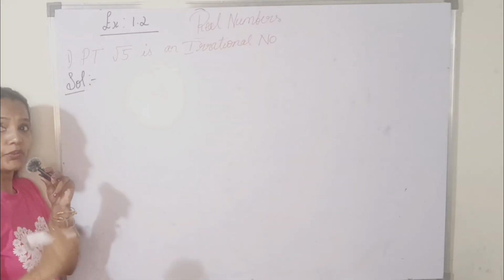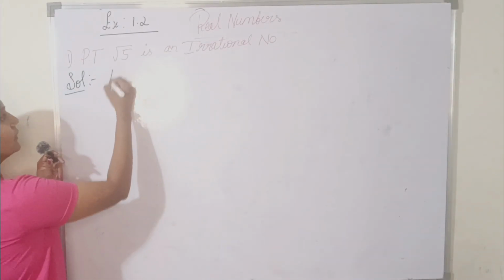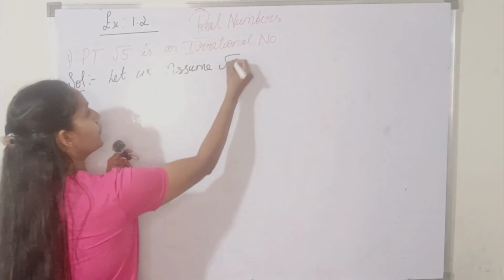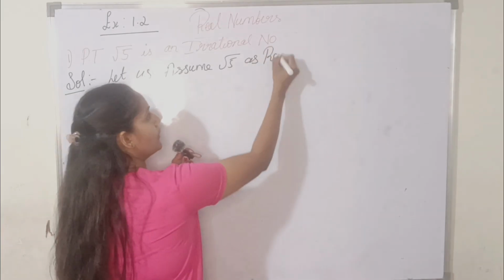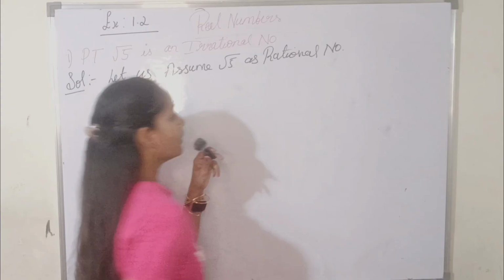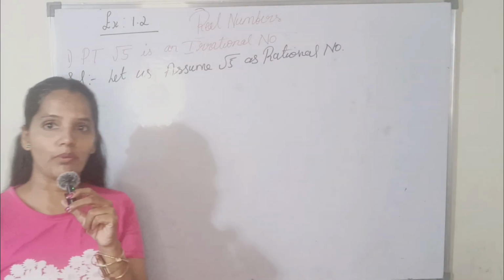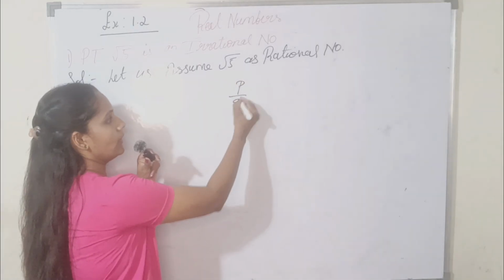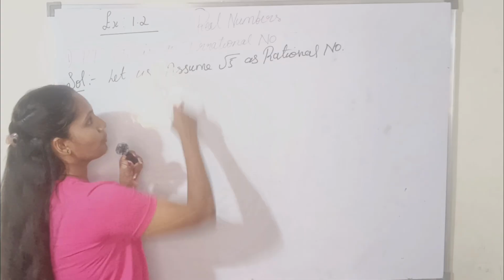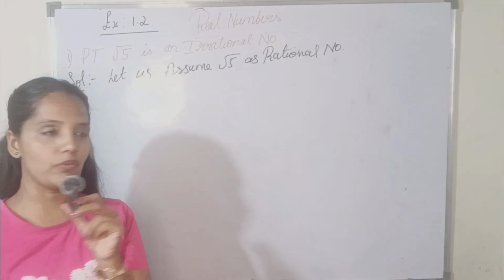Let us assume root 5 is a rational number in order to prove that it is an irrational one. As we know, a rational number is of numerator by denominator form, that is p by q form, correct? So whenever the word rational number is mentioned, you have to write the given number in the p by q form, or n by d, that is numerator by denominator form.